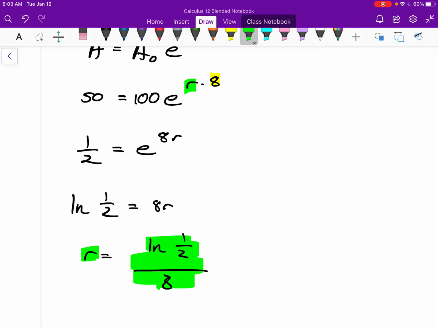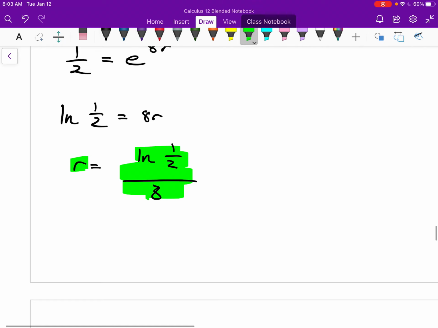I don't have to decimalize it, but if I do, I get a negative number, negative 0.087. That'll always happen when we deal with decay. When we have growth, your constant relative growth rate is a positive number. When it's decay, it's always a negative number.